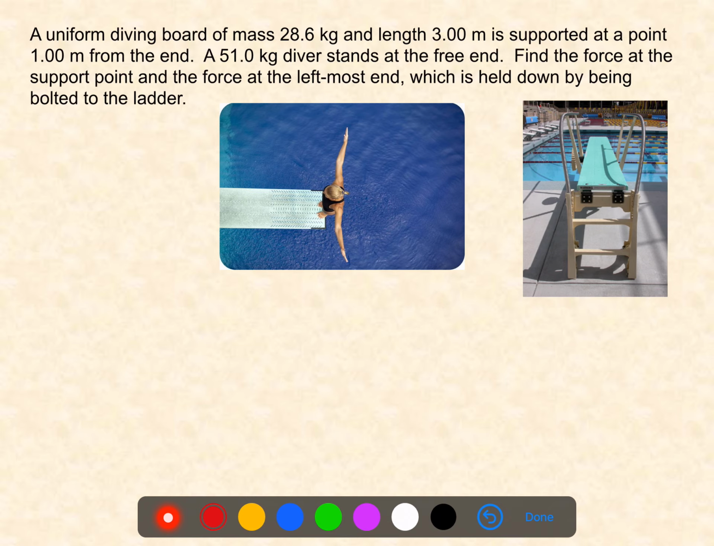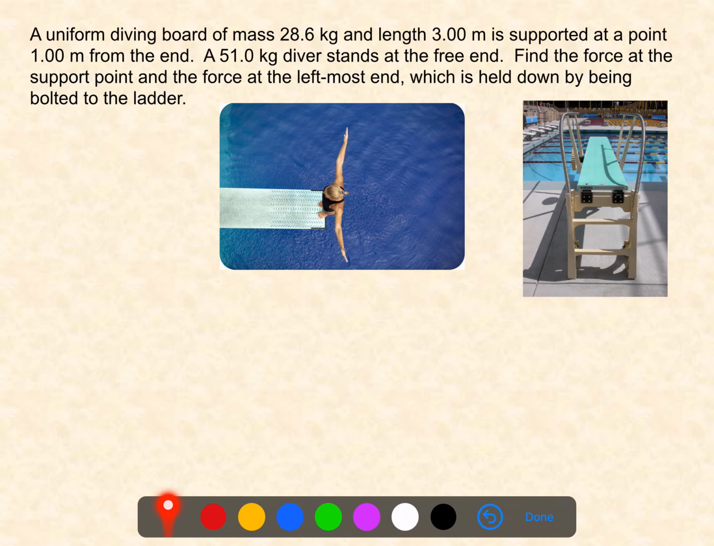This one is a little bit harder to picture, but let's see if we can do it. I have two different pictures here to give you both a top view and a side view. What we're doing is we're looking at a diving board with a person standing on the end. And we know some facts about the diving board, how long it is, what its mass is, what the mass of the diver is, and so on. And it's being held down by bolts on the end, and then there's a support pushing up on the diving board right around here from underneath.